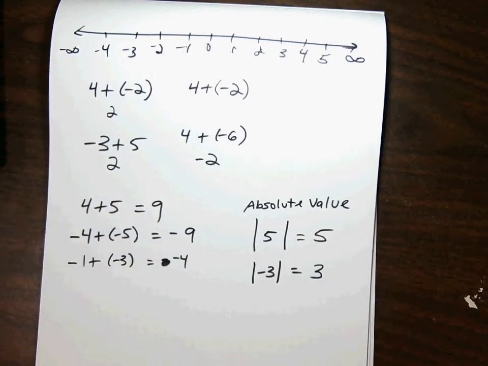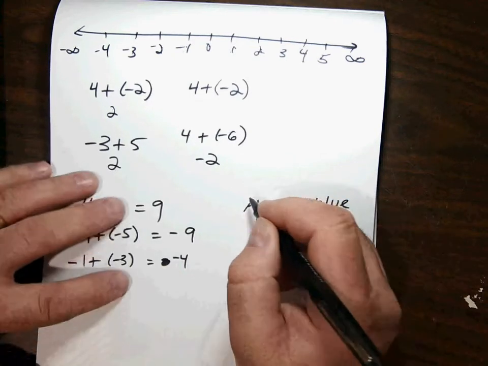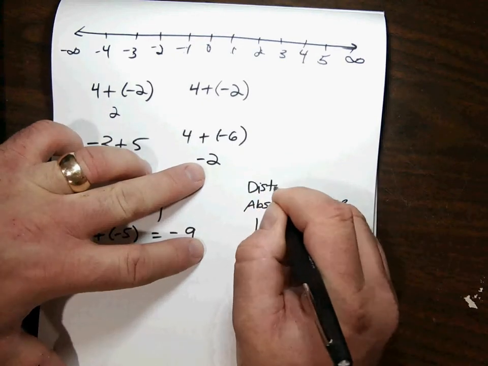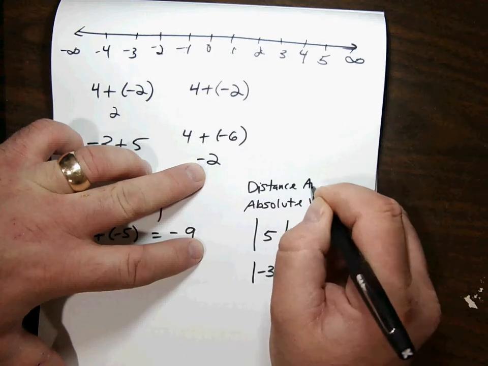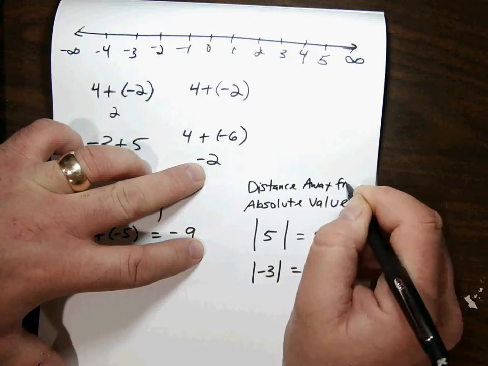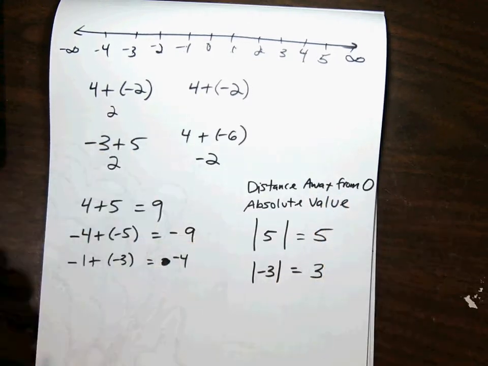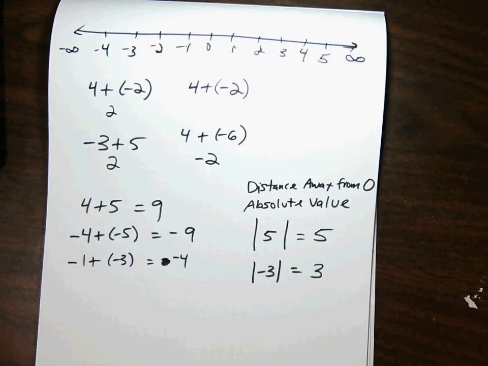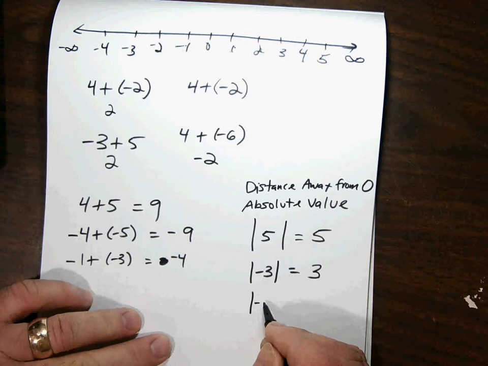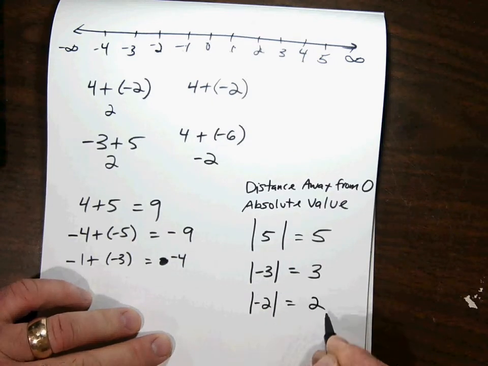So the absolute value wipes out any negative sign that's inside of it. It's just talking about distance away from 0. That's it. Distance away from 0. I don't care if it's positive or negative distance, just count the number of steps. So the big thing is when I have a negative in there, the negative gets wiped away.